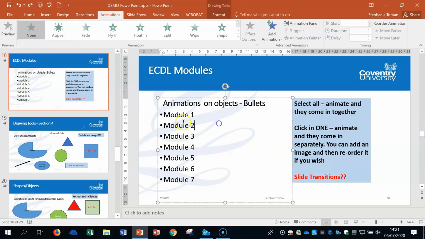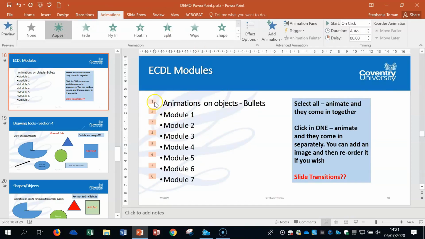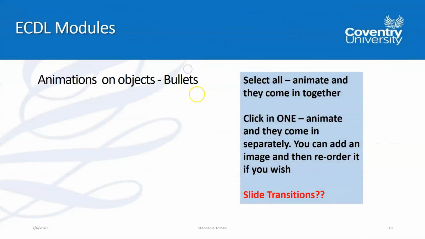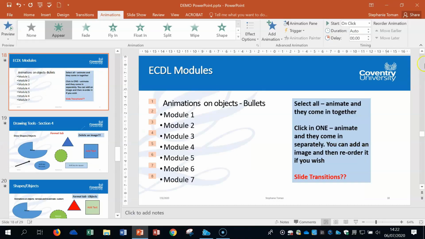Also, what might happen is you might want them coming in individually. So if you click in one and do the same thing, you can see that they all have individual numbers for their animation. And if we look at that coming in, then they would come in one at a time on a click. And it's on a click because up here it's got on a click.